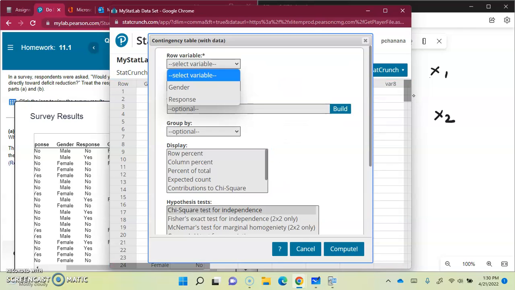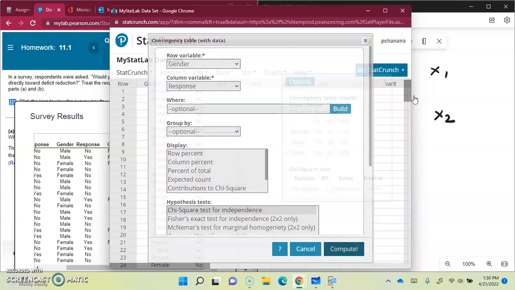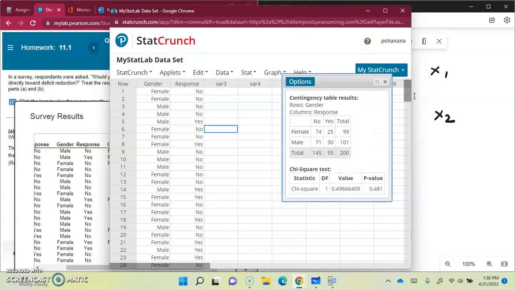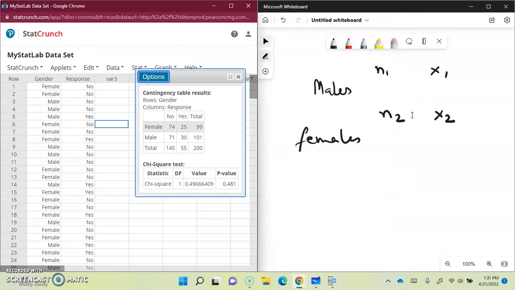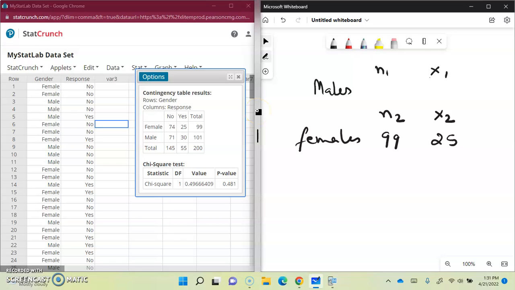So in the row, we want the gender, right? Male or female. In the column, we want the response. Did they say yes or no? So let's compute it. Now this information here looks way better, so we can note it down. The question is how many females said yes: 25 out of 99, and for the males, 30 males said yes out of 101 males. That data is looking more like what we require.